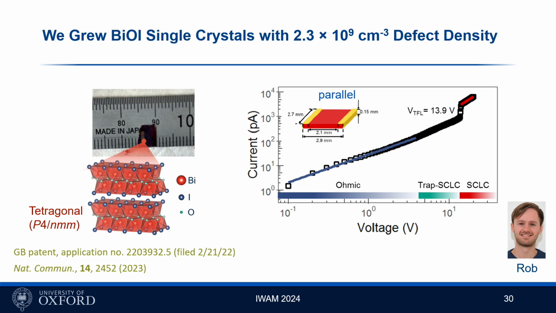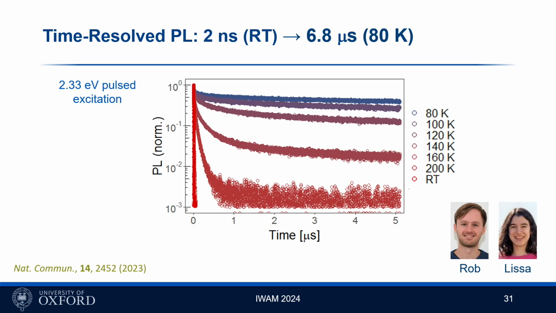So this is a project led by a former student of Judith and myself, Rob Yacht. Very clever guy. He made these single crystals with very low defect densities, as you can see here. So we want to eliminate any effects from defect states and just understand the fundamental carrier-phonon properties of this material. So here you can see the PL decay curves of this material as a function of temperature, going from room temperature through to 80 Kelvin.